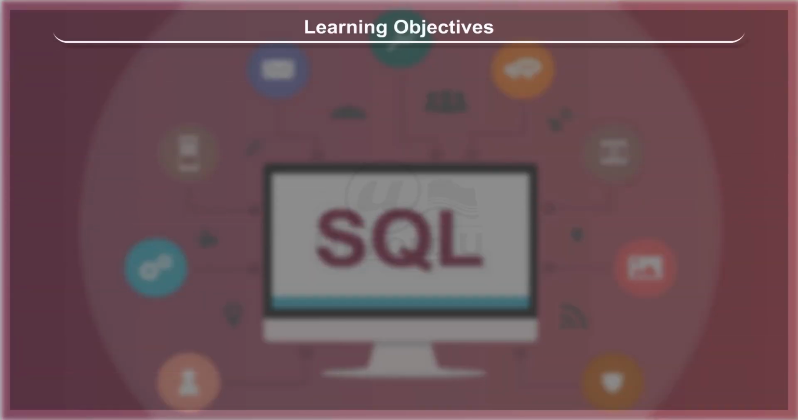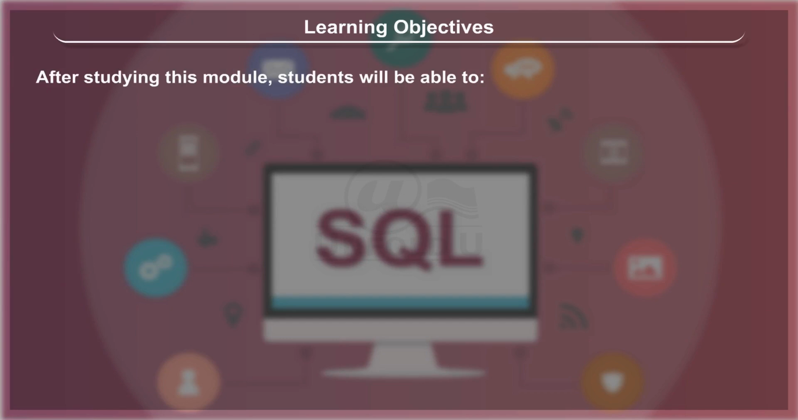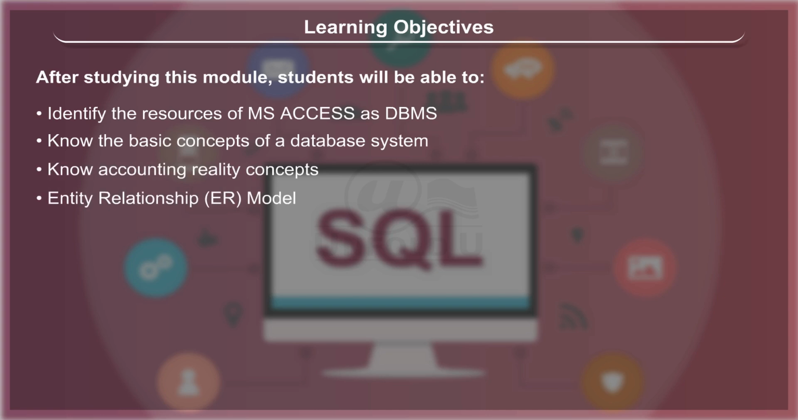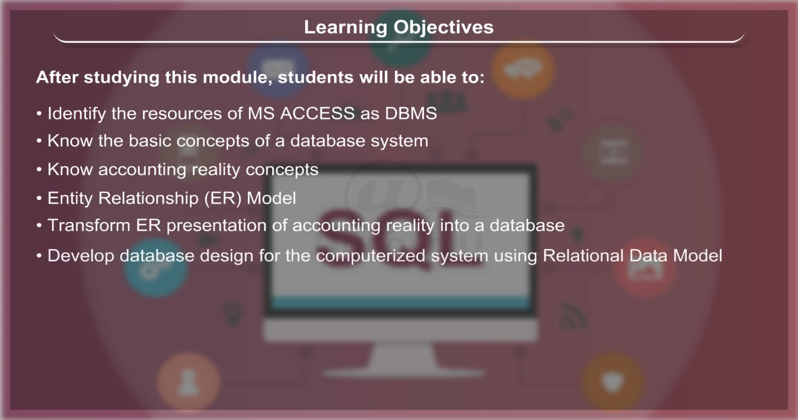Learning objectives. After studying this module, students will be able to identify the resources of MS Access as DBMS, know the basic concepts of a database system, know accounting reality concepts, entity relationship or ER model, transform ER presentation of accounting reality into database, develop database design for the computerized system using relational data model, retrieving accounting data and information using query.